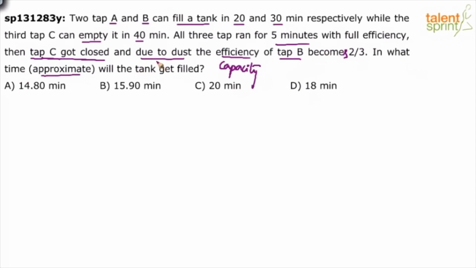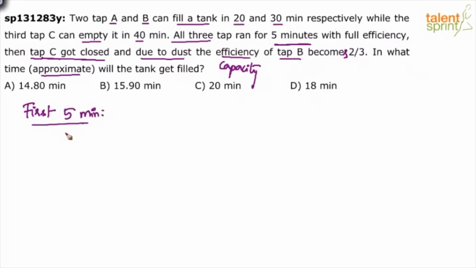First of all, let us find out how much of work will get over in the first 5 minutes. What happens in the first 5 minutes? In the first 5 minutes, all 3 are running. Let's calculate. Let us first calculate the capacity of all the 3 pipes together.